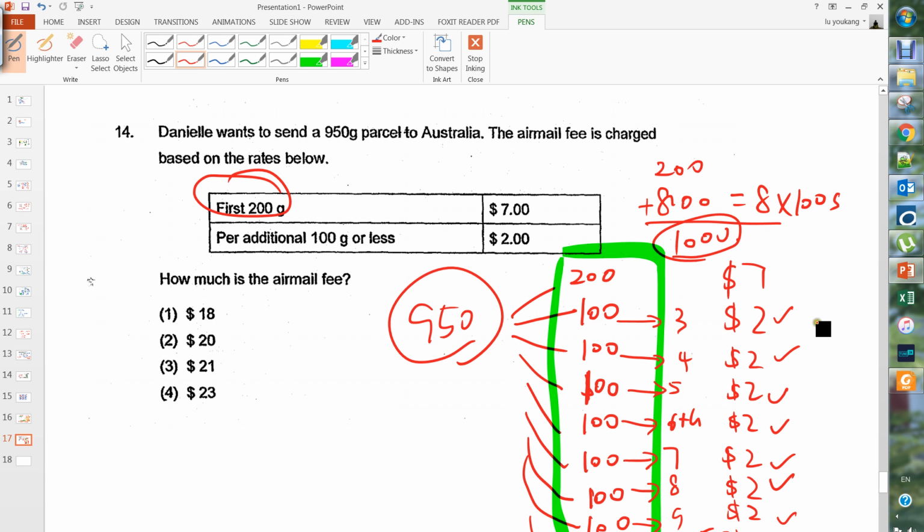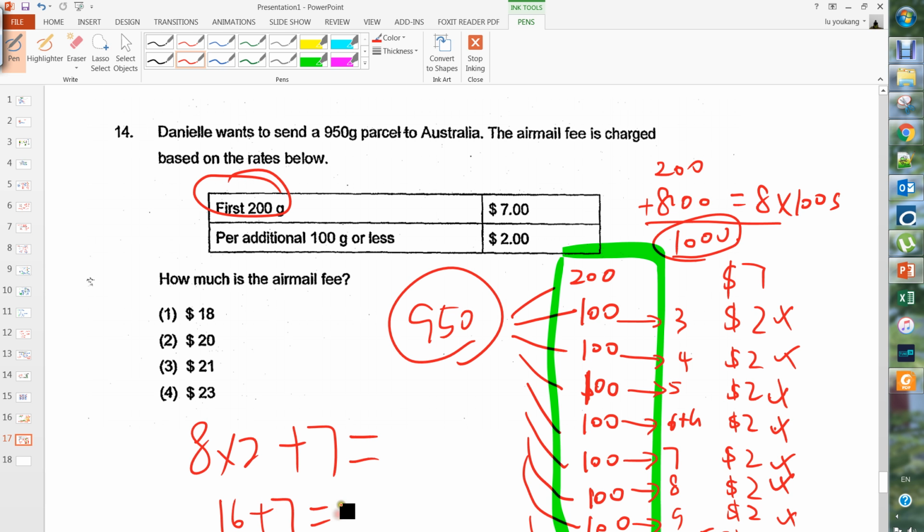7 plus 2 plus 2 plus 2. So basically you just need to key in all these numbers into your calculator. So how many 2s do you have? 1, 2, 3, 4. Okay. 1, 2, 3, 4, 5, 6, 7, 8. So you have 8 2s and then 7. So this is 16 plus 7. Answer is 23. So the answer is yes.